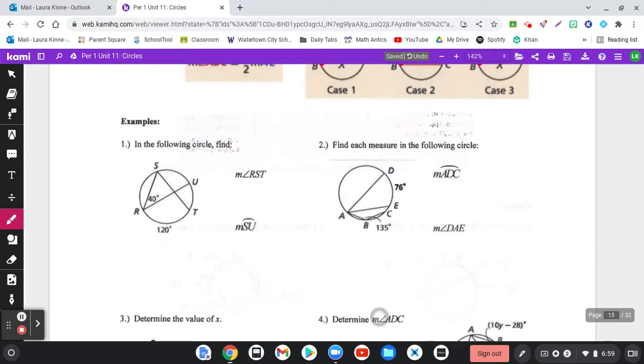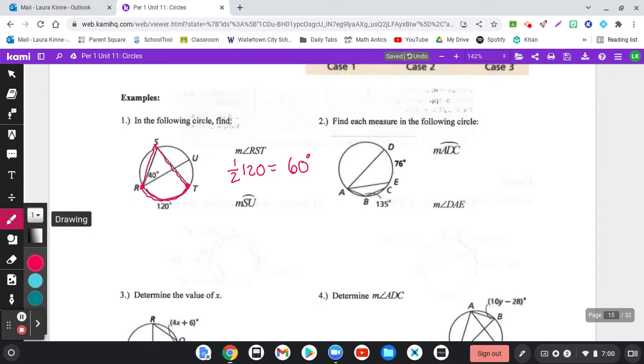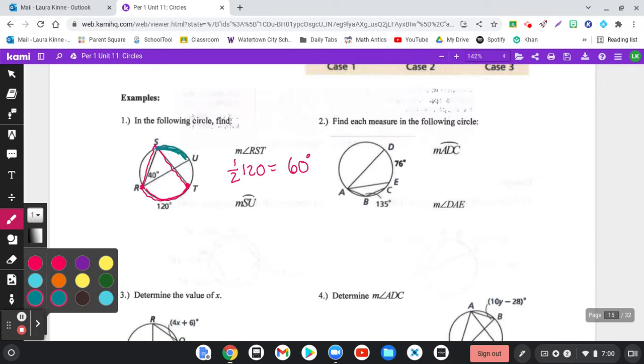So the first one, the measure of angle RST. If you look at the ends of that angle, that arc is 120. So angle RST is half of 120, which is equal to 60 degrees. If you're going the other way, the measure of arc SU, look at the angle that's across from it. It's 40, so this would have to be 80. 40 times 2.